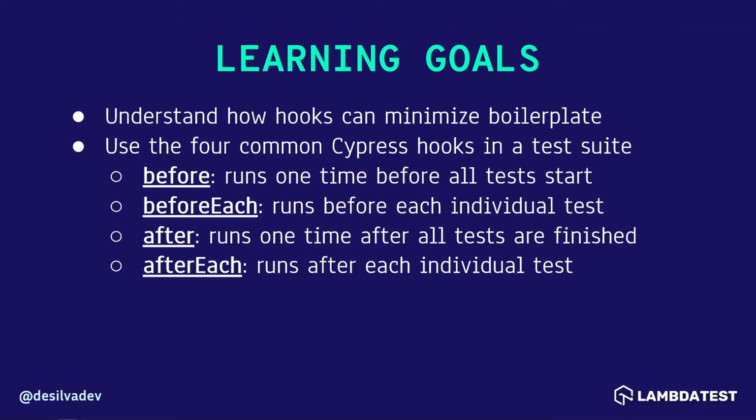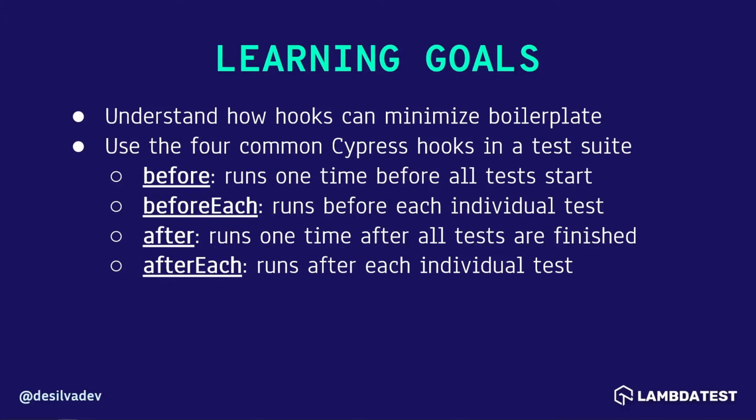So we're going to be looking at how to understand how hooks can minimize some boilerplate by just writing a repeatable series of code snippets, and then using the 4 common Cypress hooks in a test suite.